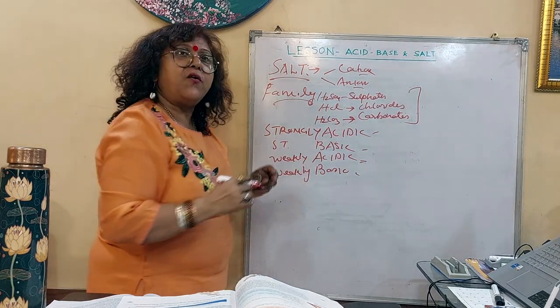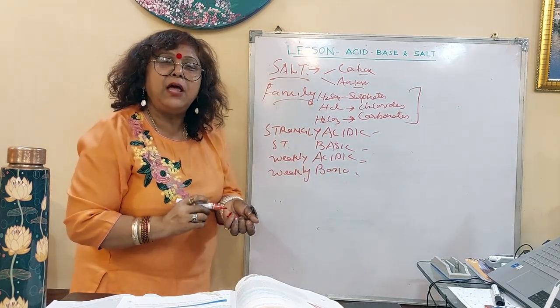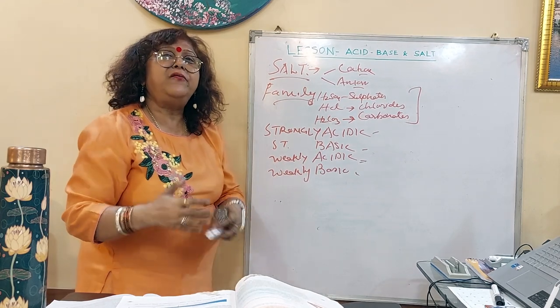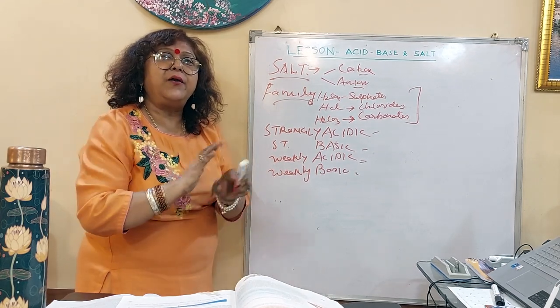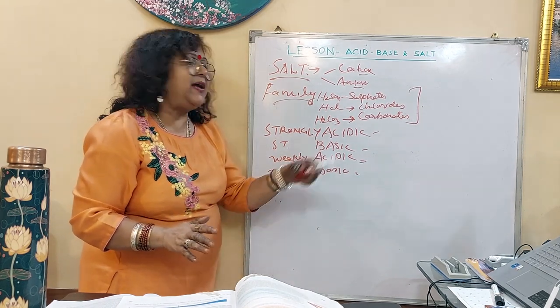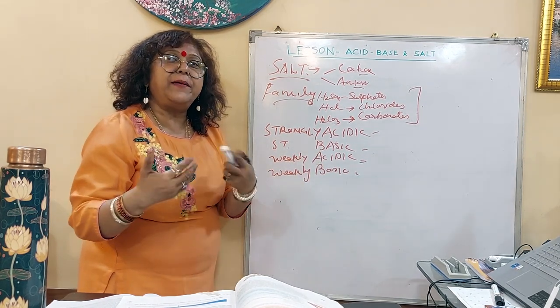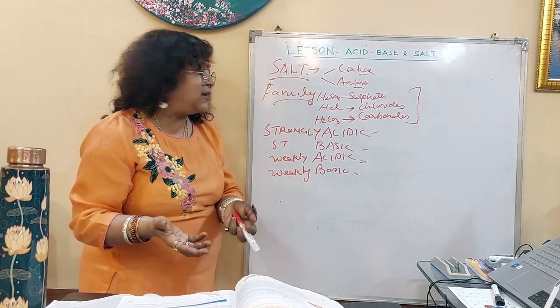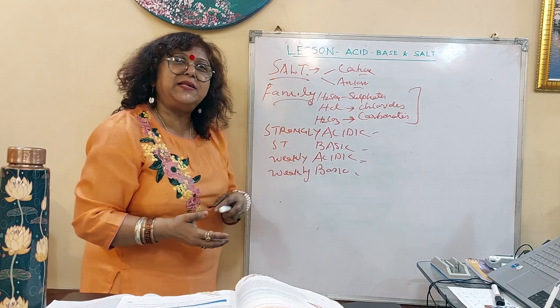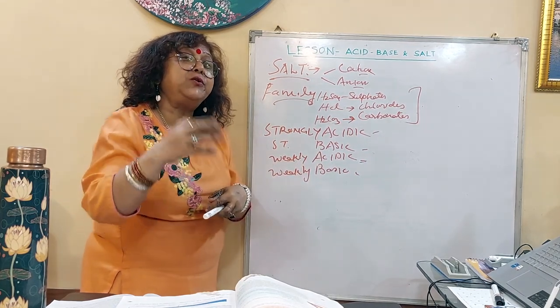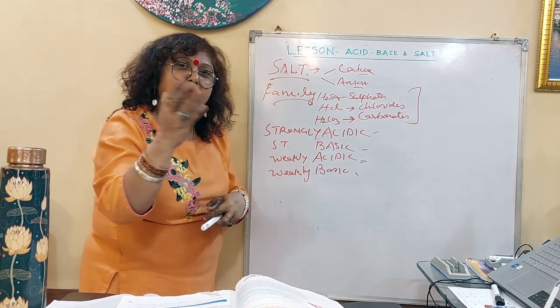Now, what does the word strongly acidic mean? Strongly acidic means when that acid dissociates completely, full dissociation into hydronium ions, it breaks completely. Like the salts obtained from HCl, H2SO4, those salts are strongly acidic. The salts which are strongly basic, salts coming from NaOH, KOH, they dissociate into hydroxide ions, they are strongly basic.